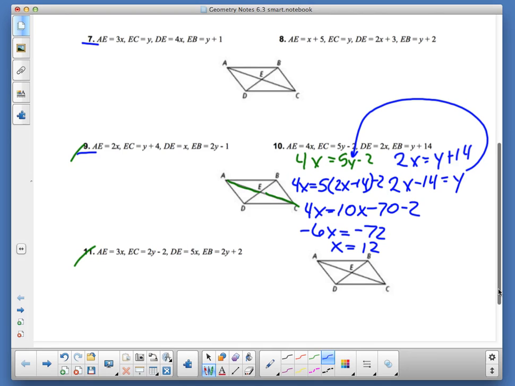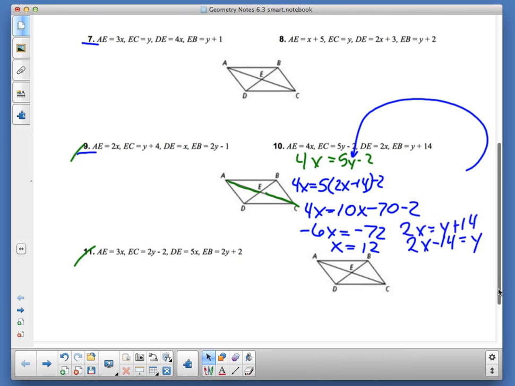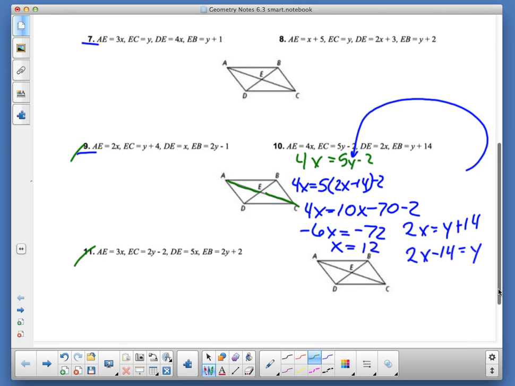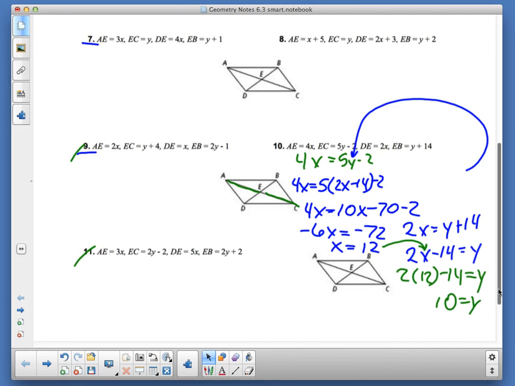Now, after I make that relationship known that x is 12, remember we solved this here. Maybe I'll drop this down. We solved this, and now I'm going to take my 12, plug it in for x. So I got 2 times 12 minus 14 equals y. 24 minus 14, and my 10 is y here.